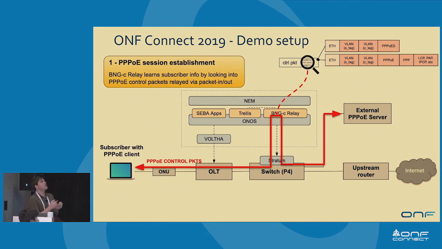So it will start by exchanging some PPPoE control packets to establish a session, to authenticate the subscriber, and get an IP address. All these packets are intercepted by the P4 switch using packet-ins, and are sent to the BNGC relay, which then relays these packets to the external PPPoE server using packet-out. What happens at the same time is that the BNGC relay is looking at the content of the PPPoE packet to learn the subscriber session state. So in this case, we're learning the session ID, if the session was established or not, and the IP address that the PPPoE server assigned to the client.